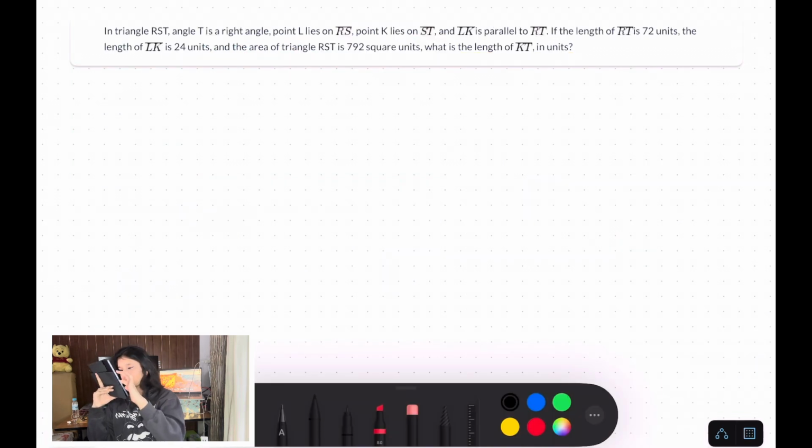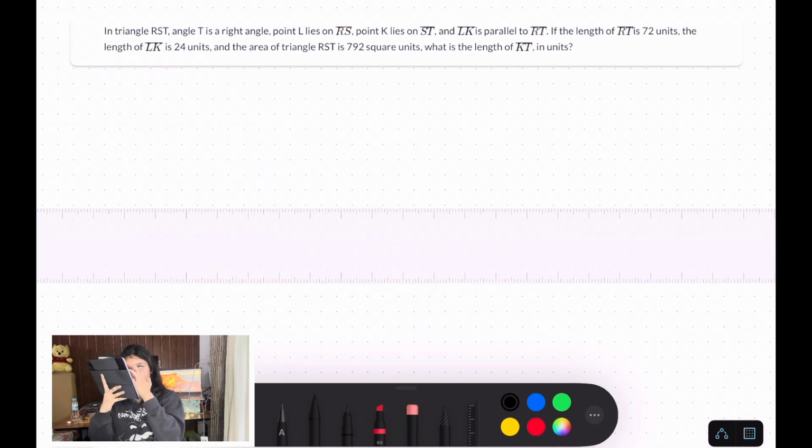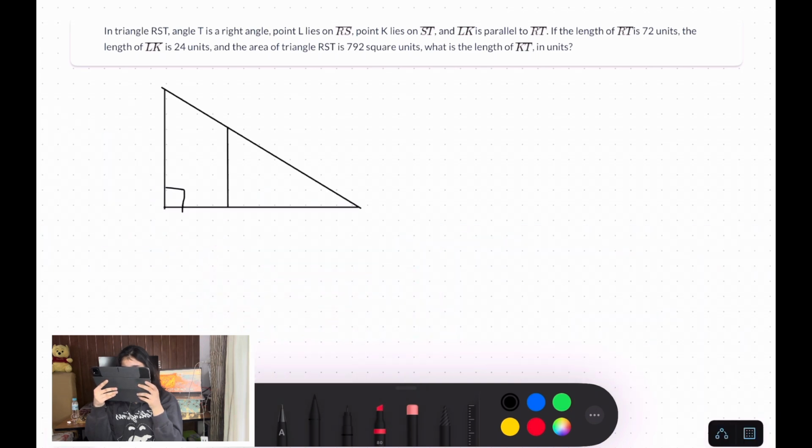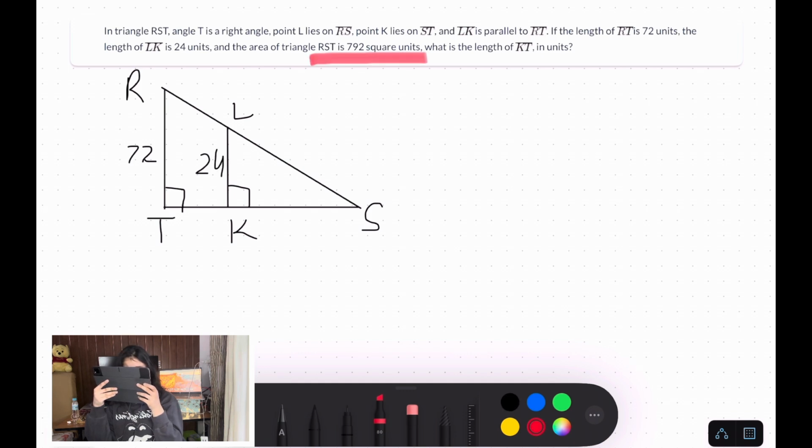Now the third question. The best way to do it is by visualizing it, so I'll recommend you draw it in your question paper too, or a rough copy, whatever you have. We can see from the question that there are two right angles where T is the right angle, L is between RS, and K is between TS. RT is 72, LK is 24, and the area is 792.